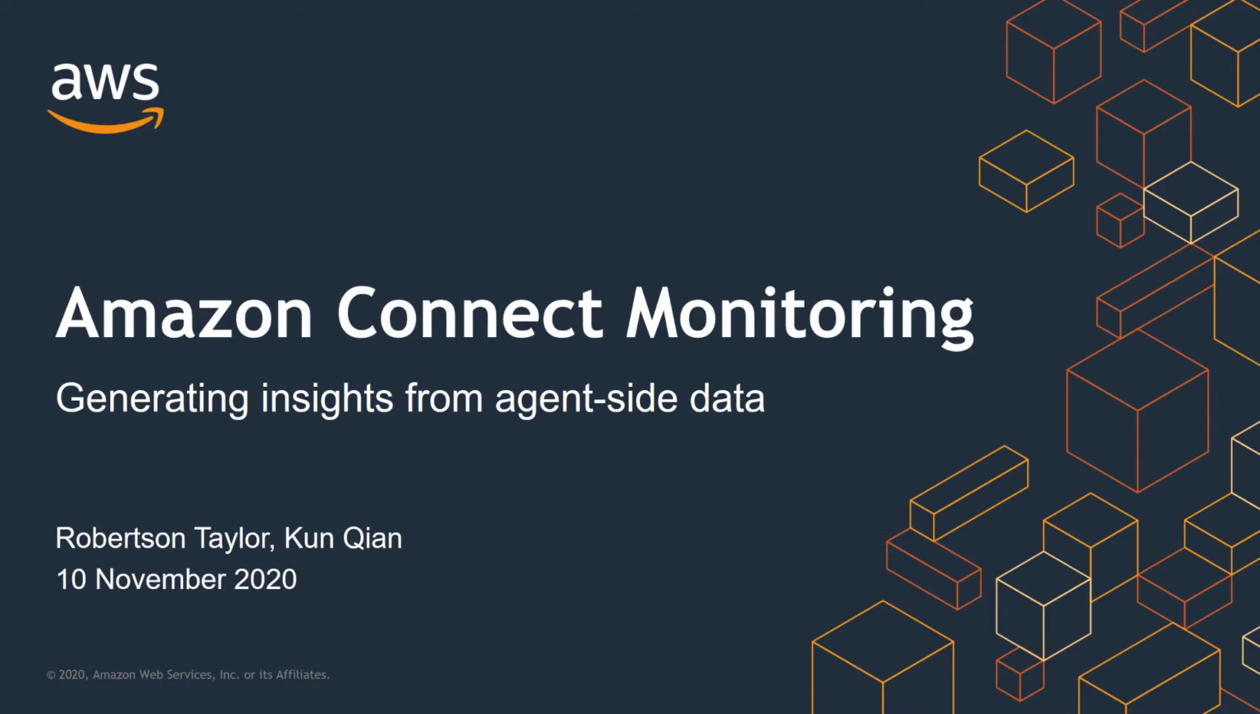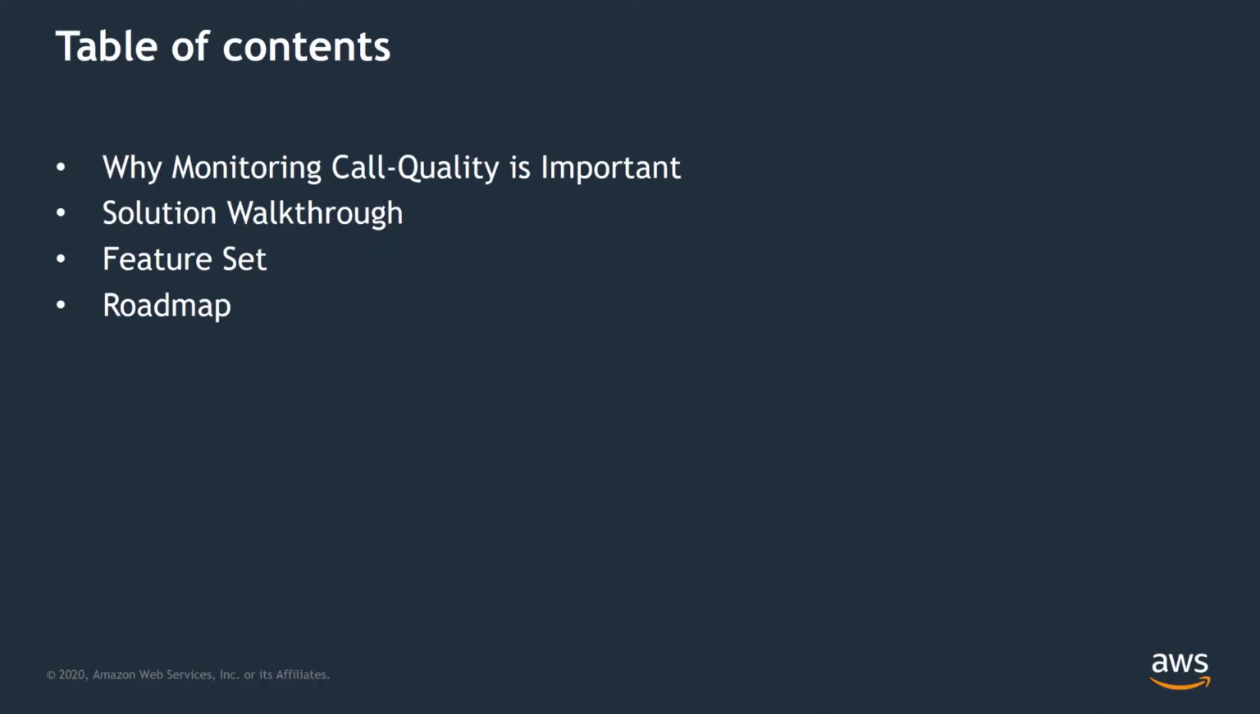Today I'll be talking to you about Amazon Connect monitoring and how you can generate insights about call quality from agent-side telemetry data. We're going to lead by chatting about why monitoring call quality is important, a quick walkthrough of a solution that a coworker and I have made to help increase visibility into call quality, the feature set of that solution, and roadmap items we have to improve that solution in the future.